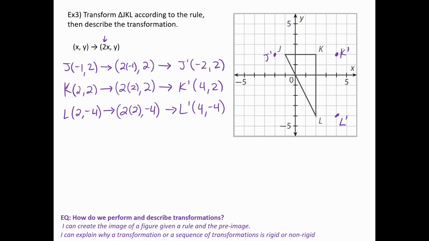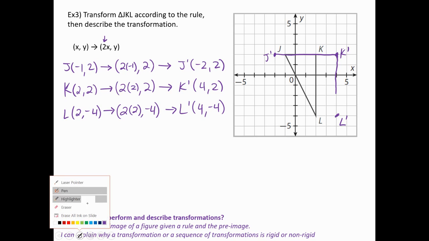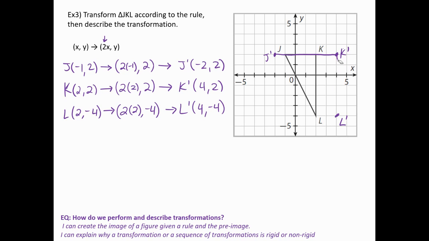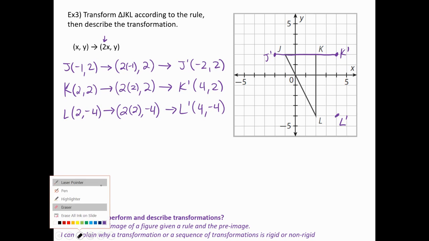All right, and then we would connect those dots. Oh, wow, that is not a straight line. I'm so sorry. Had a rough start. Let's try that one more time.